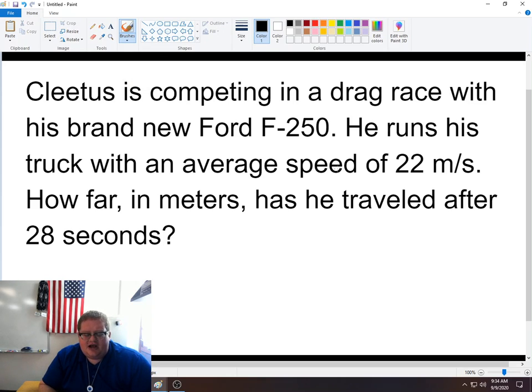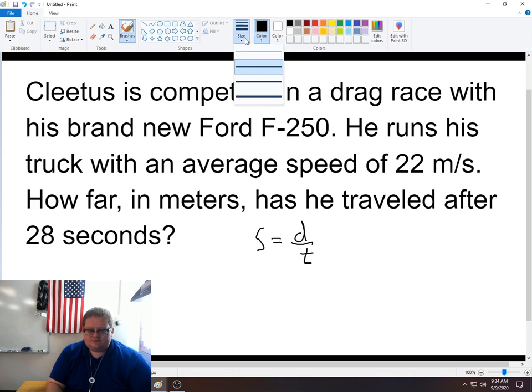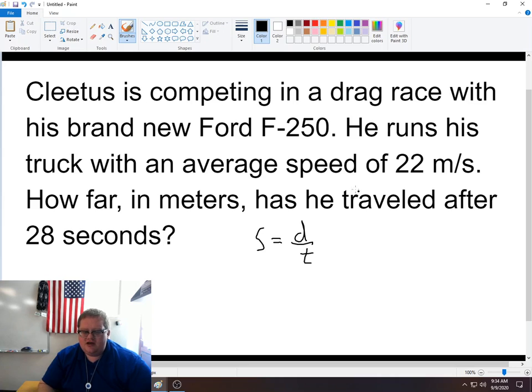Sorry, so Cletus is competing in a drag race, brand new Ford F-250. He runs this truck with an average speed of 22 meters per second. How far in meters has he traveled after 28 seconds? So this one's going to be much simpler, right? Because we have our equation, speed equals distance divided by time. And we want to solve for how far, distance.